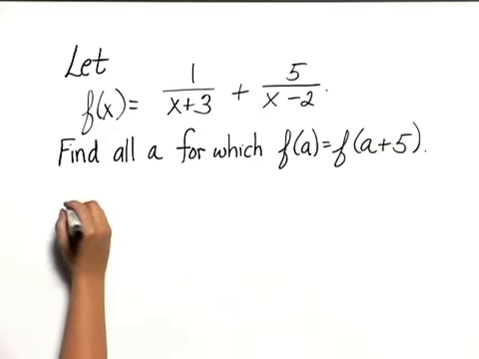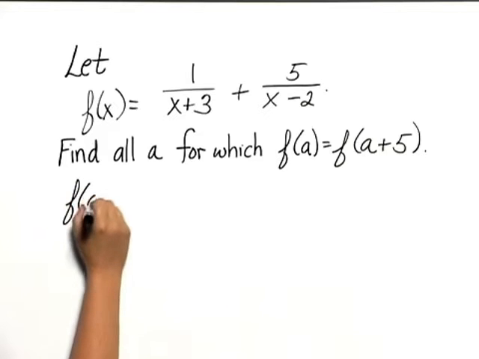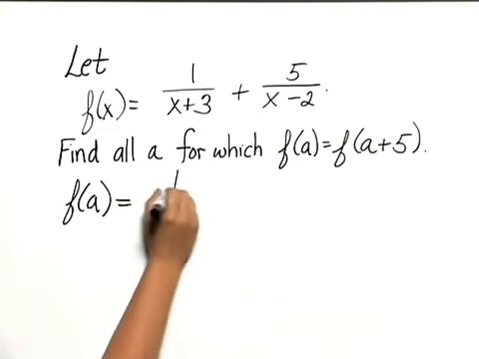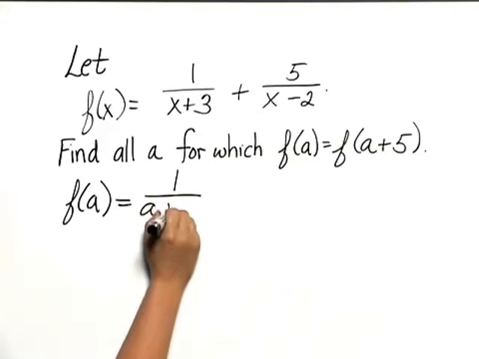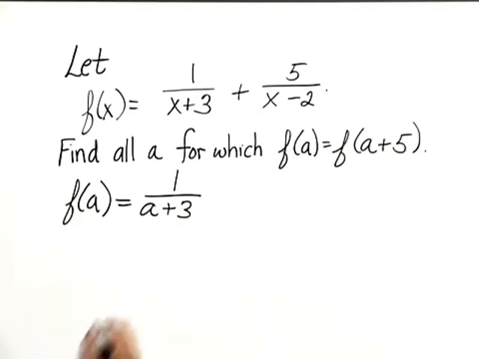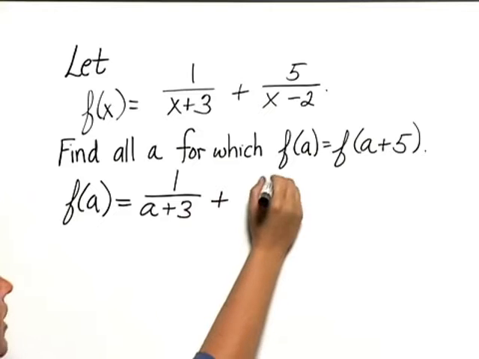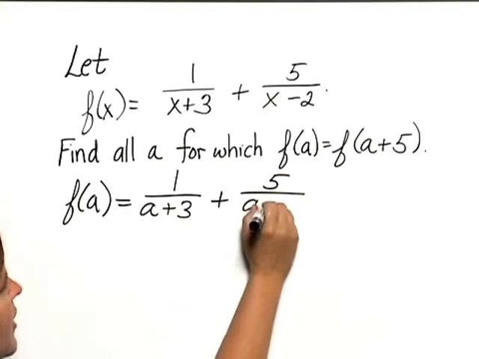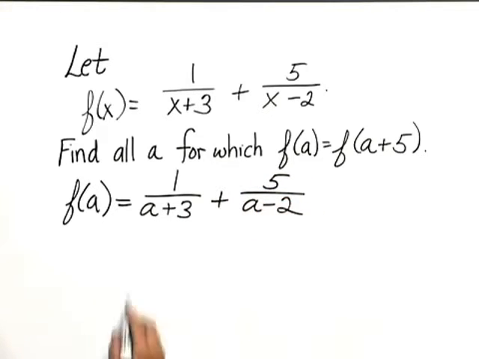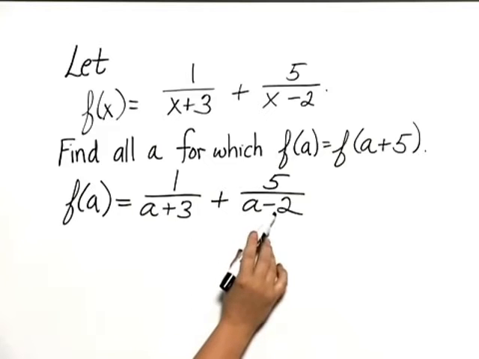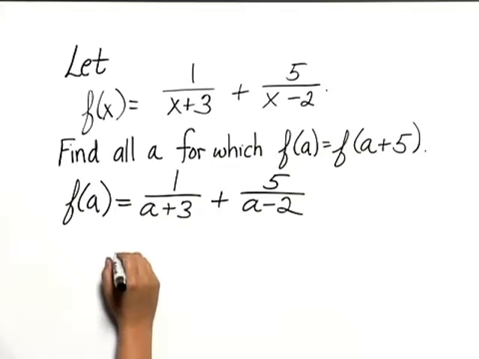f of a would be 1 over a plus 3 plus 5 over a minus 2. That's simply substituting a for x. Let's combine this, add these together so it'll be easier to work with. We have a common denominator of a minus 2 times a plus 3.